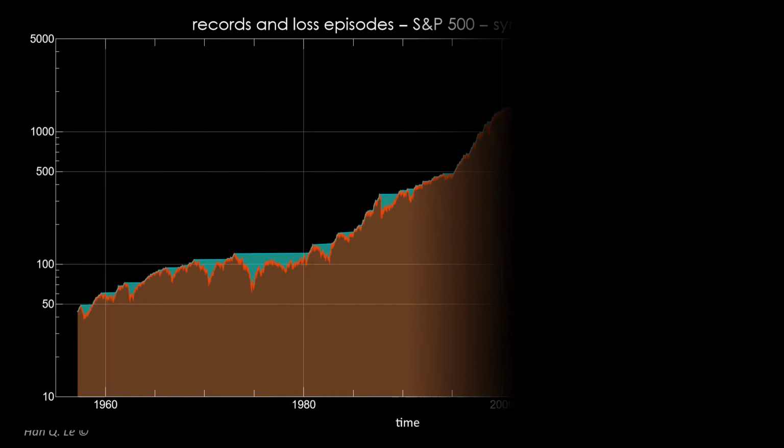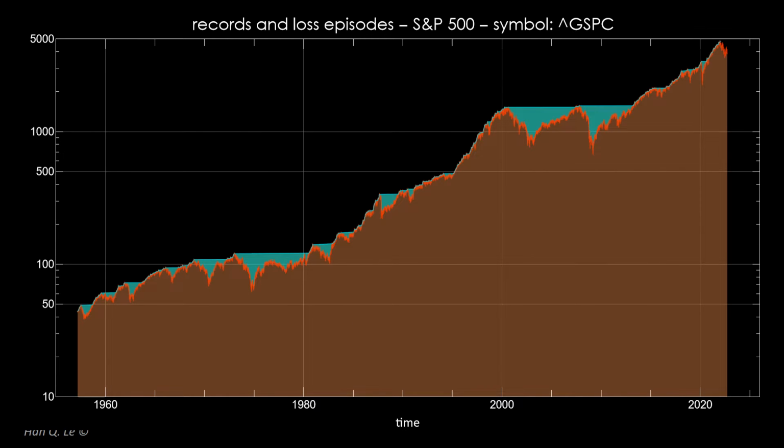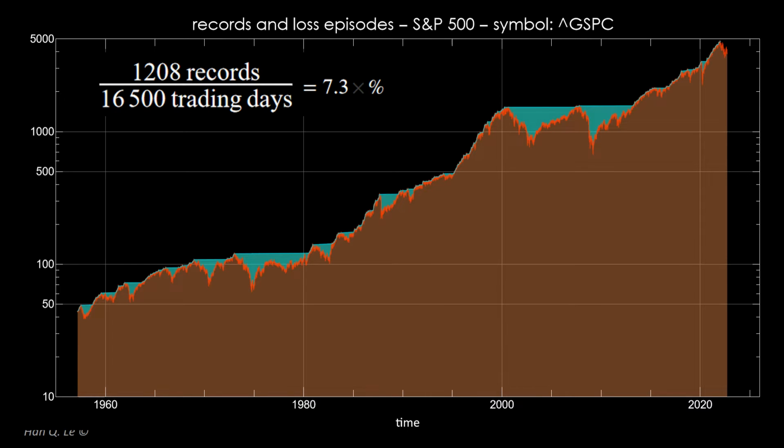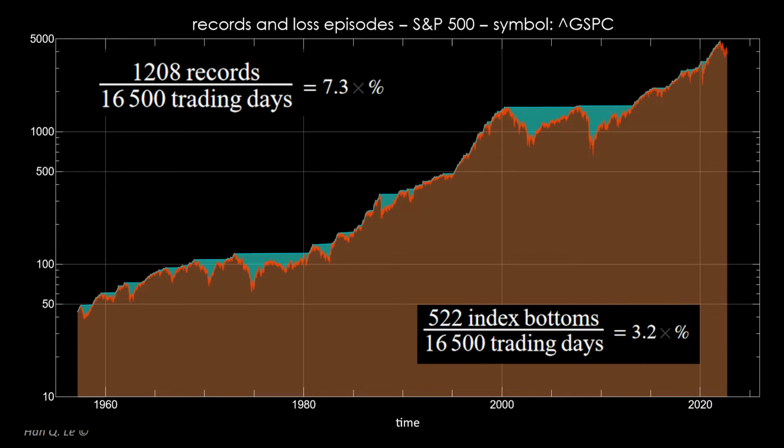Over the history of the S&P 500 since 1957, there are 1,208 index records, out of 16,500 trading days, giving a probability of 7.3% to have a record. On the opposite, there are 522 index bottoms, giving a 3.2% chance of encountering an index deepest loss.